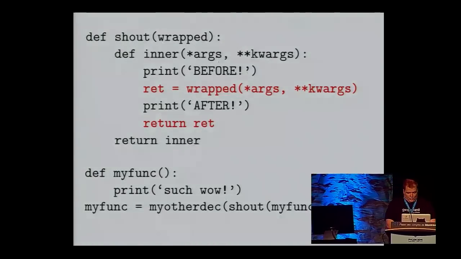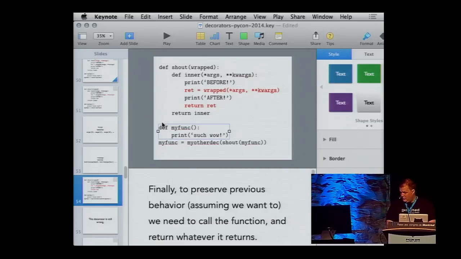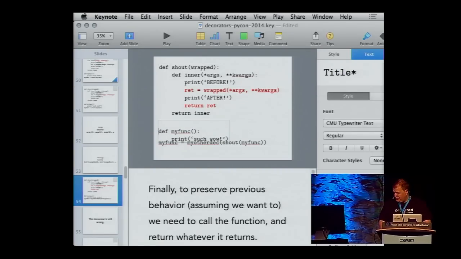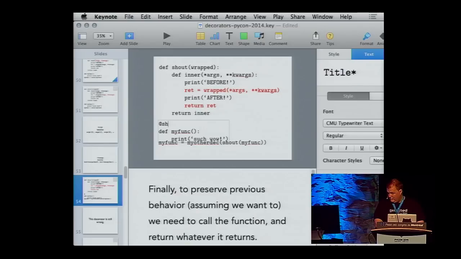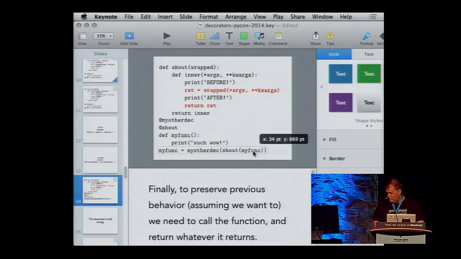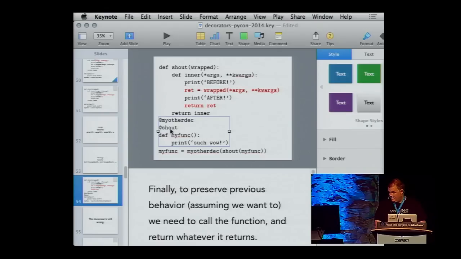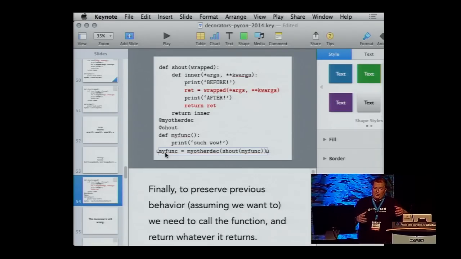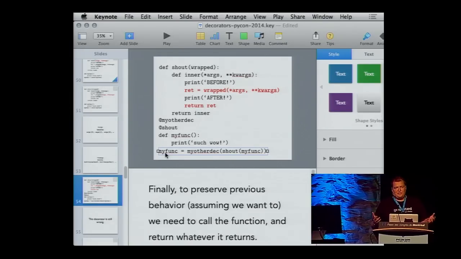That is equivalent to, if we had @shout, and then above that we had @my_other_decorator. So these 2 decorators up top are the same as doing this. We decorate it once, and then we call the next decorator and decorate our first decorated function. Does that make sense? So that's what's happening.